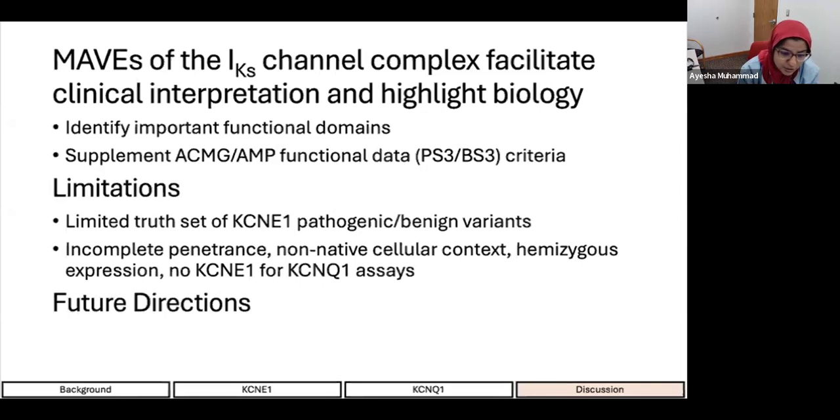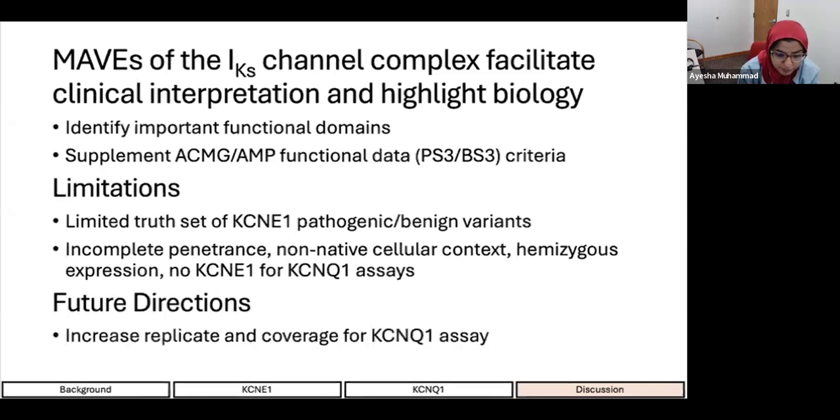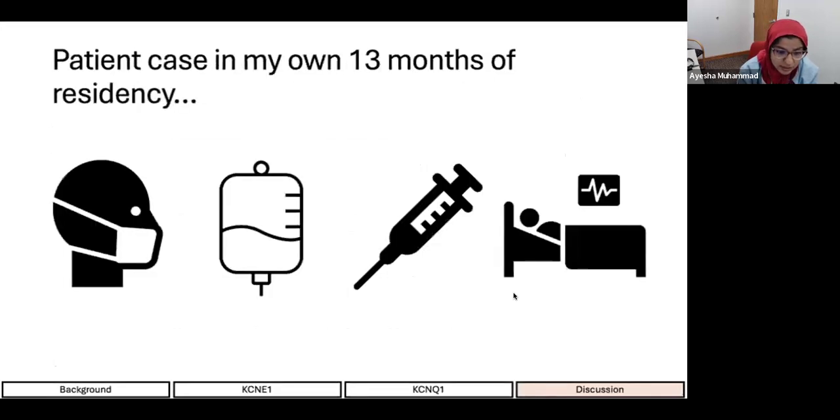And then our future directions: we are increasing the replicates and coverage for the KCNQ1 functional assay, and then validating our functional assay against gold standard methods. I do want to conclude with a case in the last 13 months of residency.